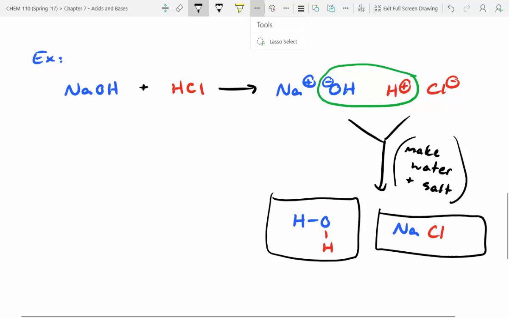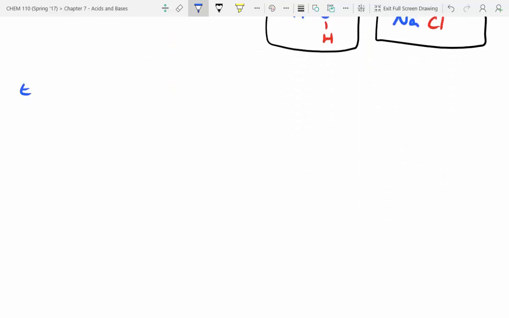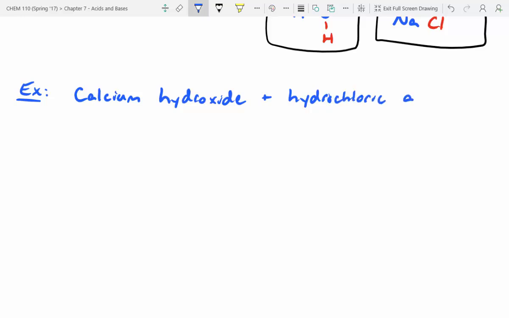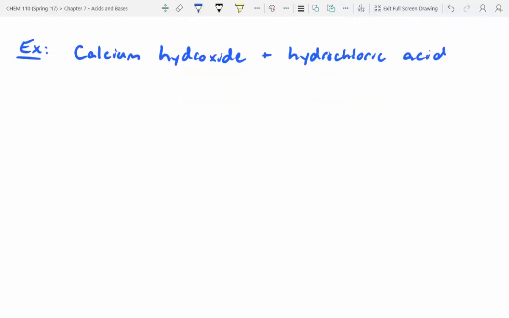Okay, I'll give you guys a practice one. Calcium hydroxide plus hydrochloric acid. So you're going to have to convert calcium hydroxide to its molecular formula. Same thing with hydrochloric acid, but we just worked with that one.